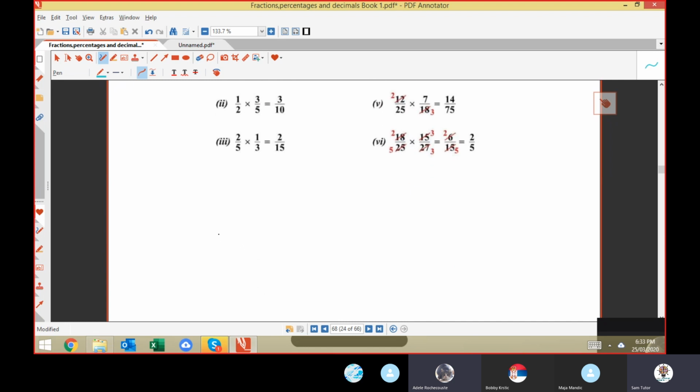Times is very easy. Isaiah, do you remember what you meant to do in your times? Straight across. Good man. So this one's super easy. There's no fancy trick for it or anything like that. It's just straight across. So 2 times 1, 2. 5 times 3, 15. 1 times 3, 3. 2 times 5, 10.